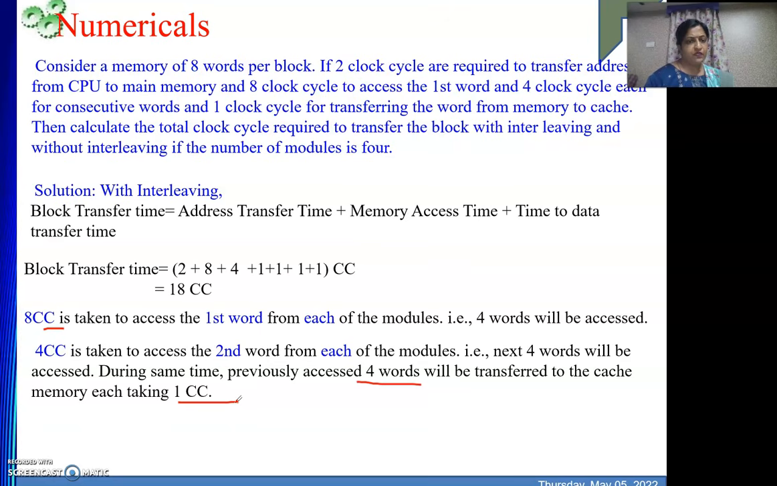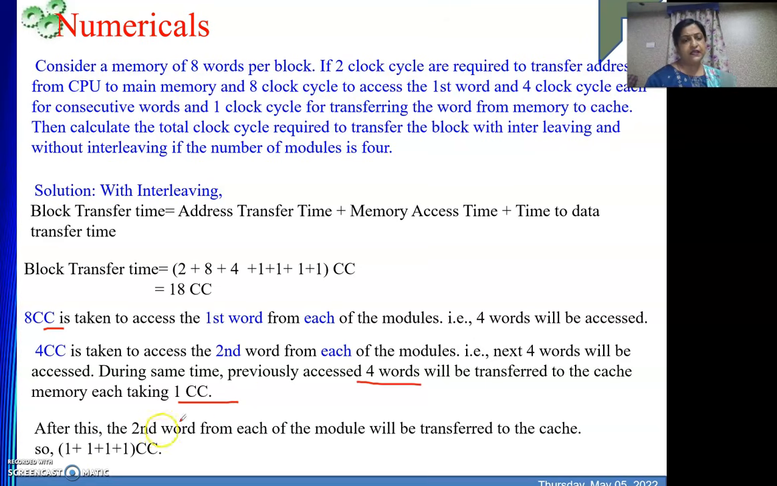So now the first 4 words have gone to the cache memory and another 4 words have arrived from the memory. Now we need to send them to the cache. Each one will take what? 1 clock cycle. After this, the second word from each of the module will be transferred to the cache. So second word from each of the module.